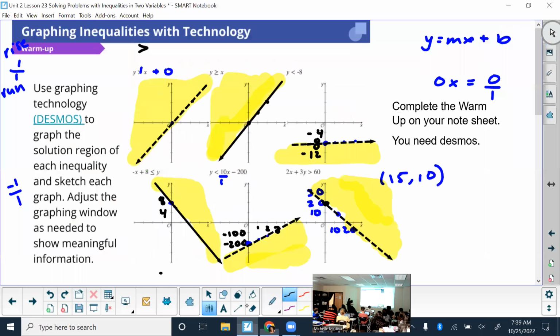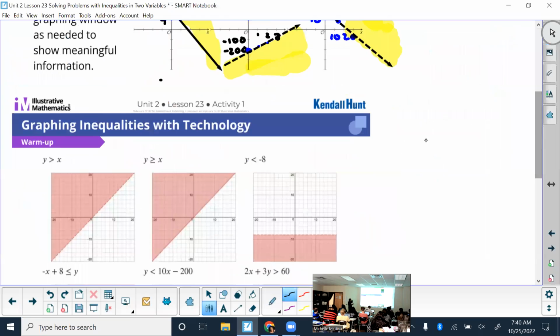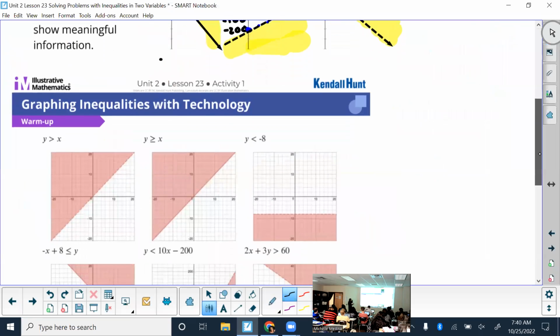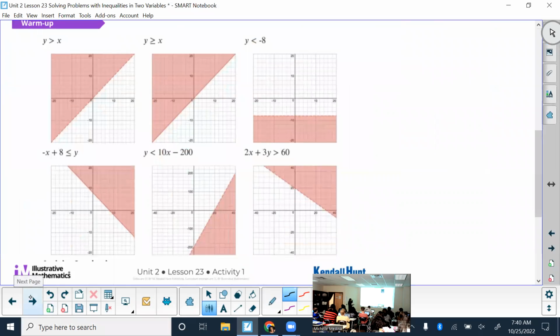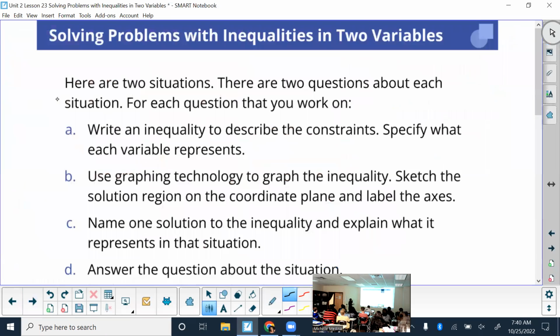All right, so then back to the lesson. Now this appears to be the answers. So great, that's not printed on your paper. Now we will be problem solving. Here are two situations. There are two questions about each situation. For each question that you work on, write an inequality to describe the constraint.